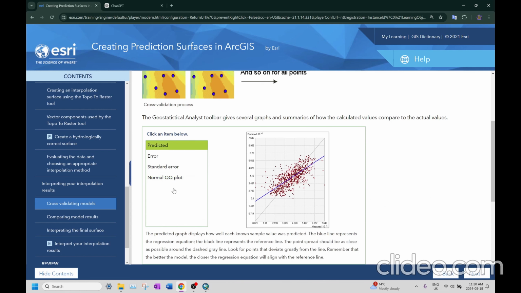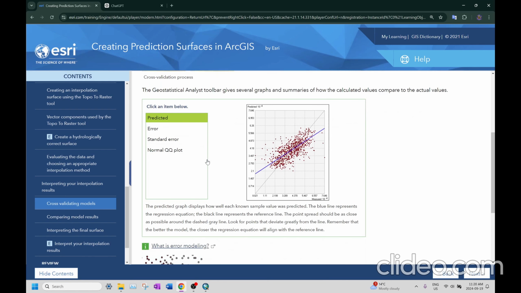So you have 4 different graphs in that wizard. They can give you some insight into the prediction accuracy of your model. First of all, it's called the predicted graph. It displays how well each sample was predicted. The blue line represents the regression equation. The black line is the reference line. The point spread should be as close as possible to the gray lines. The better the model, the closer the regression equation will align with the reference line. So this line will align.